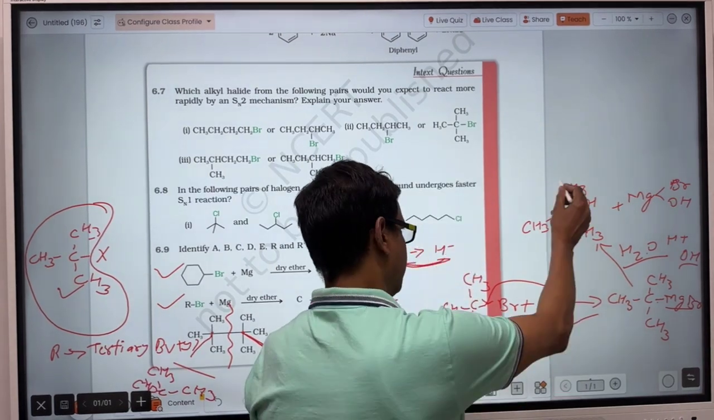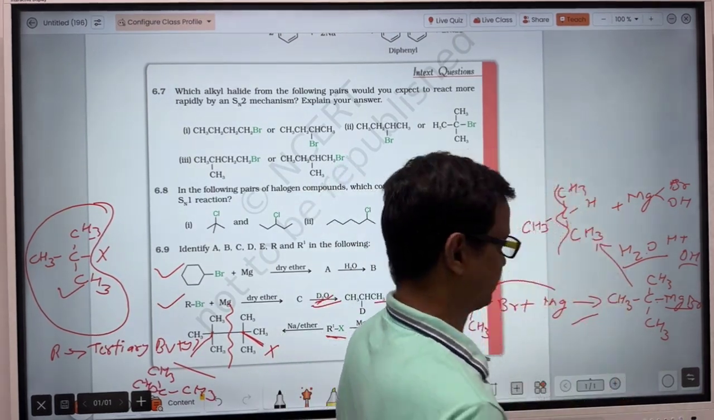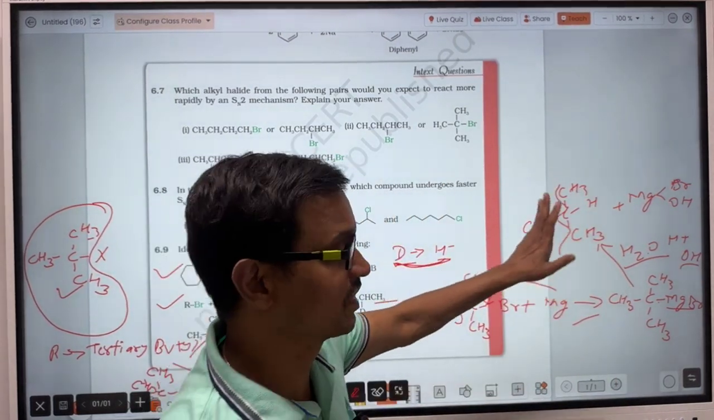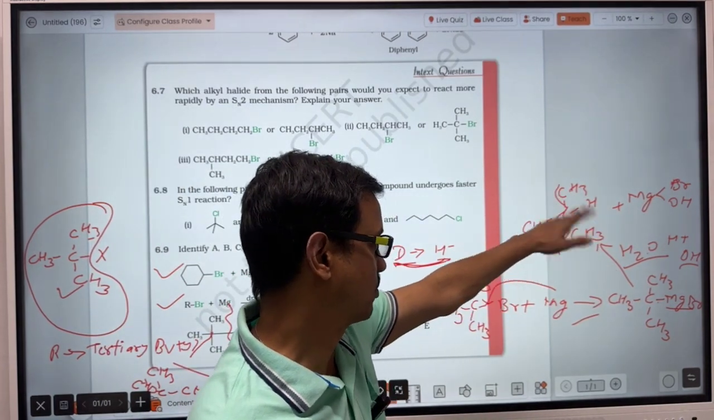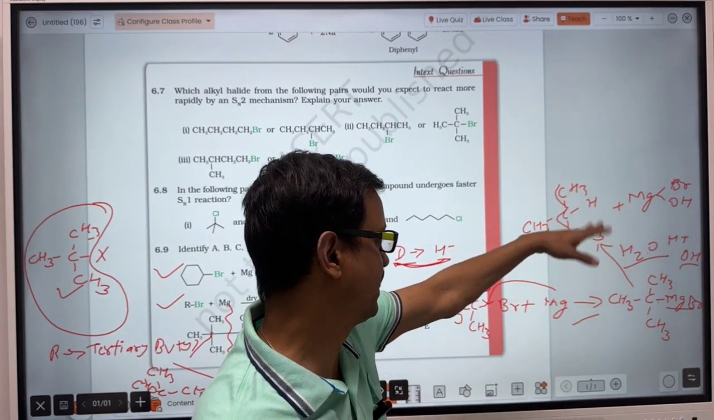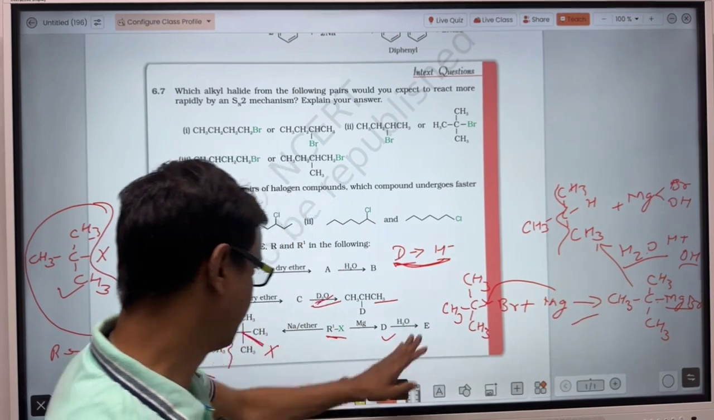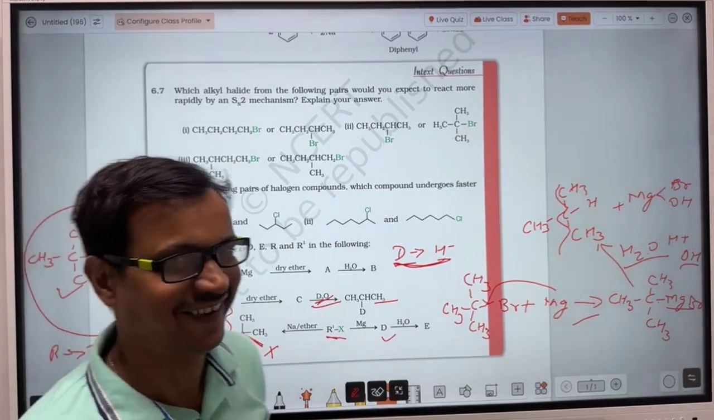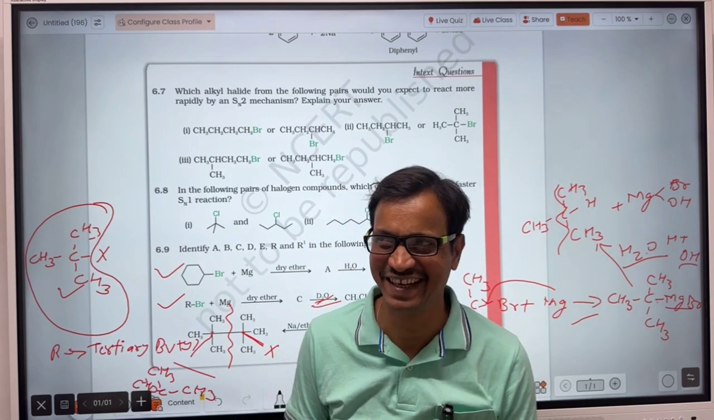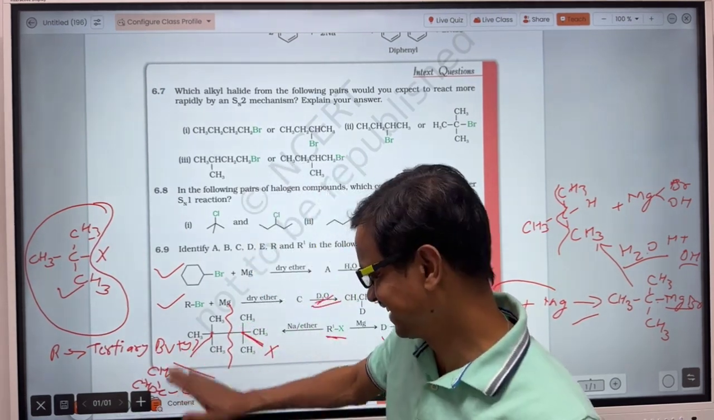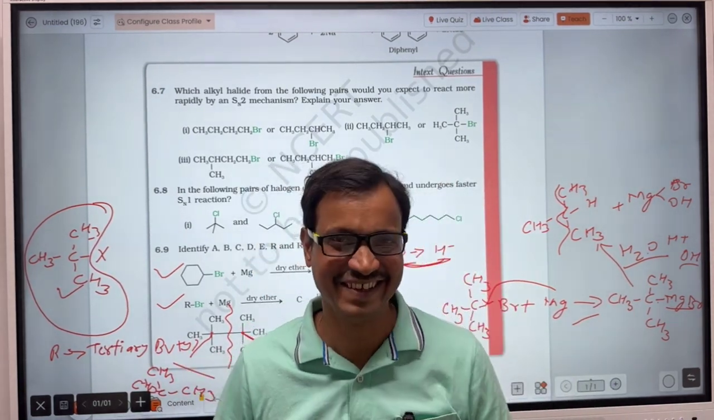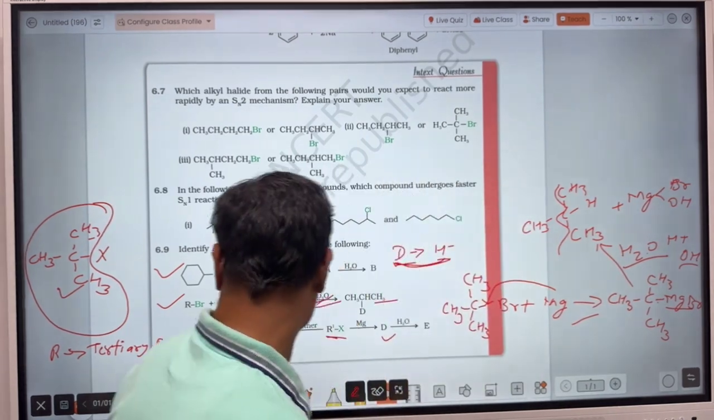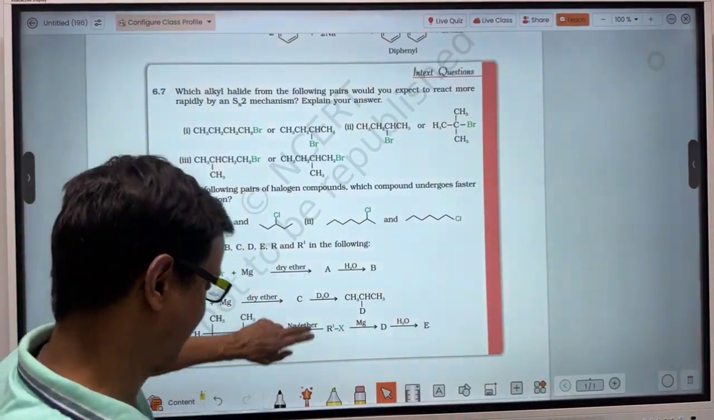So what is the IUPAC name? 2-methyl propane, and the common name will be isobutane. So that will form. E will be that. I hope now everyone has realized that this question was easy in the real sense.